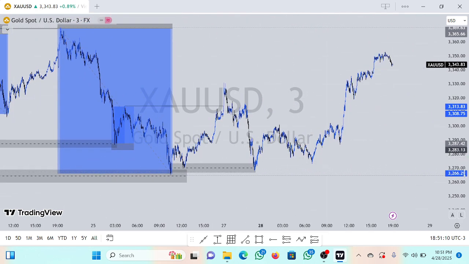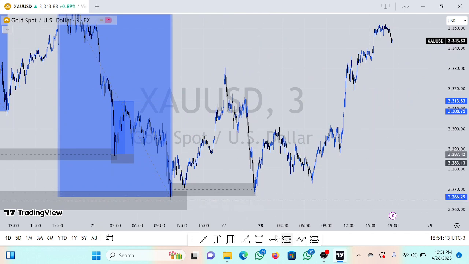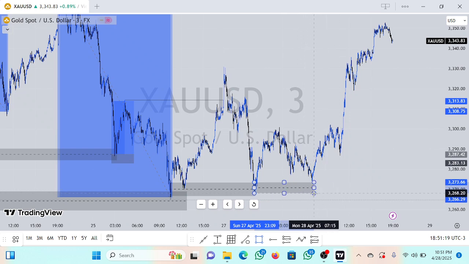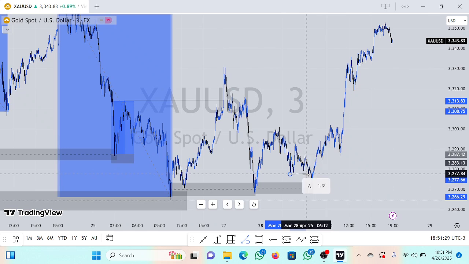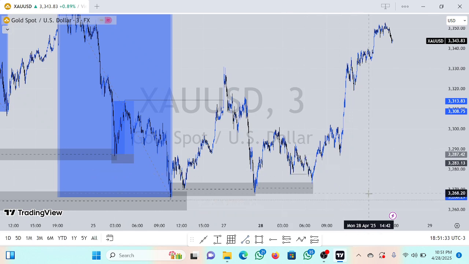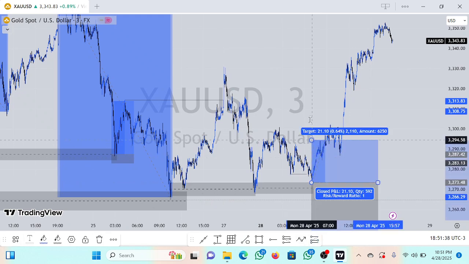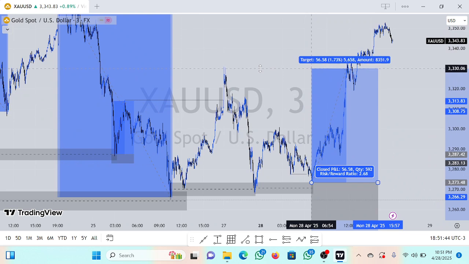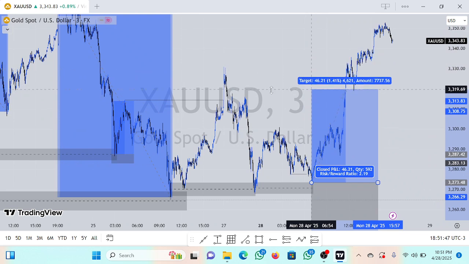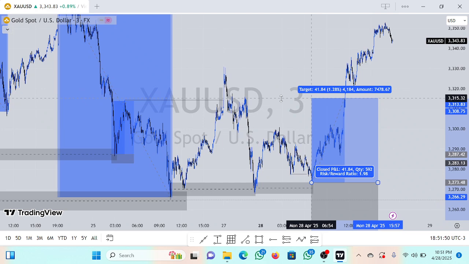And right now price showed another mitigation block here, which you can see that price is buying at that point. So here serves as our engineered liquidity for this buy. My TP is here. I think yes, this is my TP.